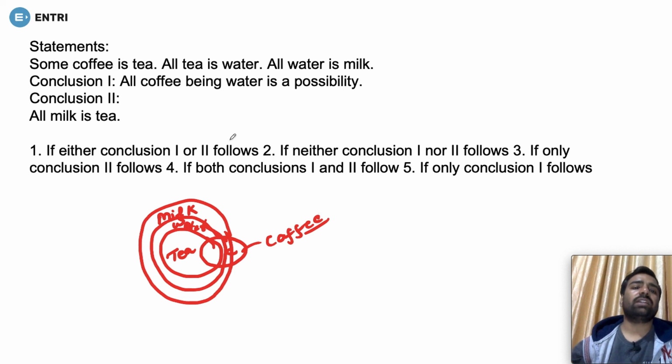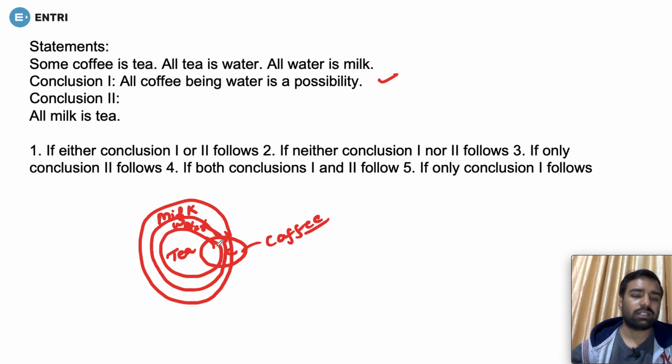Fine. So they are saying that some coffee is tea. Then all tea is water. All water is milk. Fine. So what is the first conclusion? The first conclusion is that all coffee being water is a possibility. All coffee being water is a possibility. Correct. Next, all milk is tea.